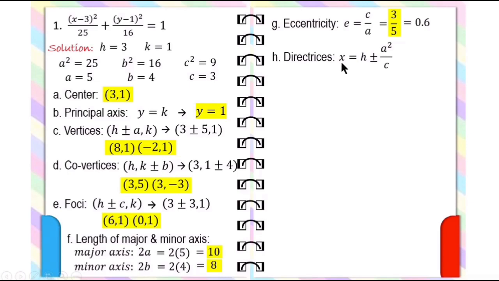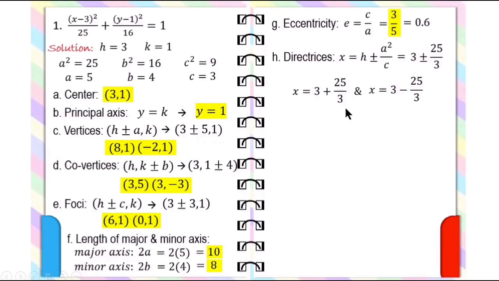The equation of the directrices, since the major axis is parallel to the x-axis, is x equals h plus and minus a squared over c. Also remember that if y is the principal axis, then x is the directrix. So this is equal to 3 plus and minus a squared, which is 25, over c, which is 3. Thus, the directrices are x equals 3 plus 25 over 3 and x equals 3 minus 25 over 3.